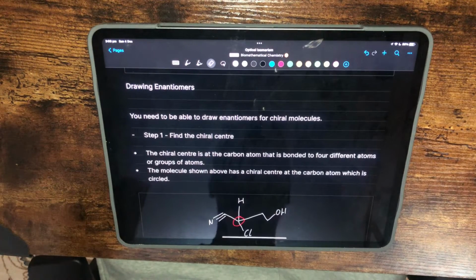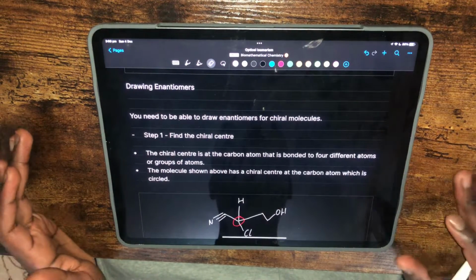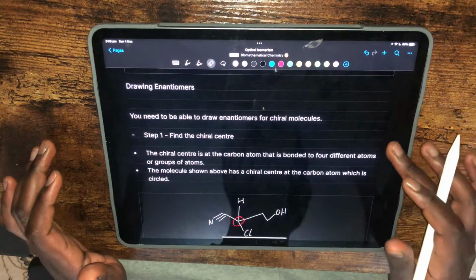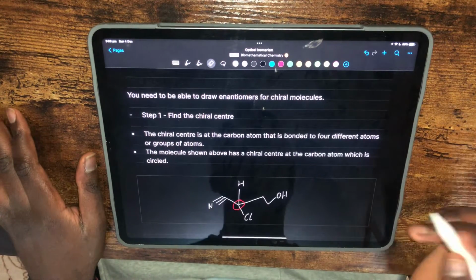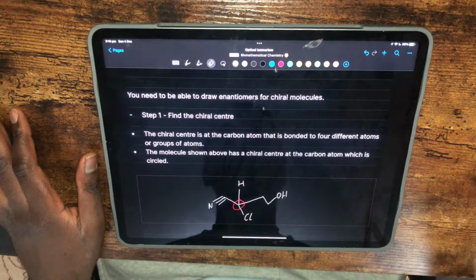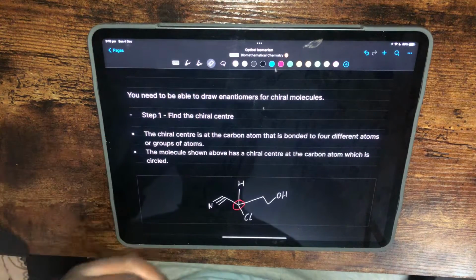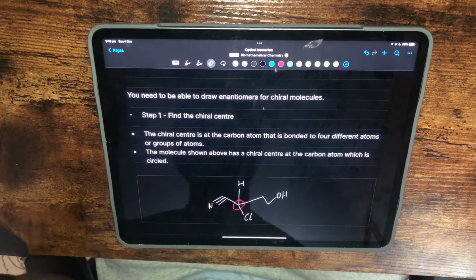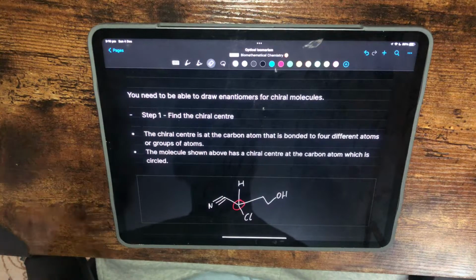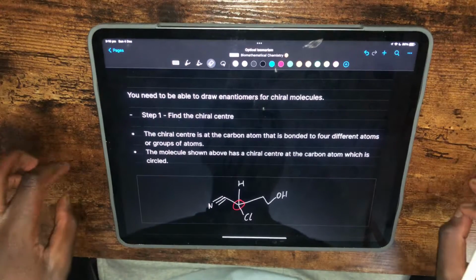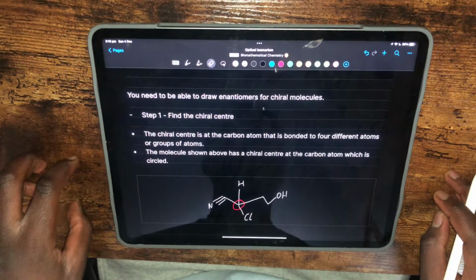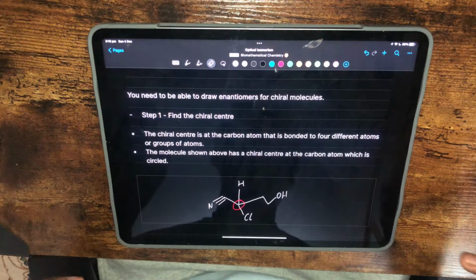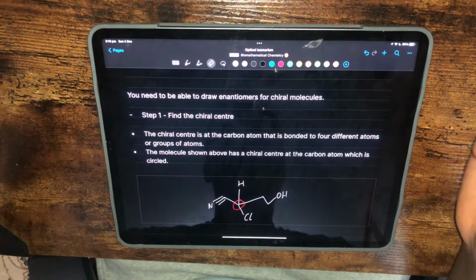You have to be able to draw enantiomers for chiral molecules. So for step one, you get a question where they want you to show, or in fact, what they'll usually tell you is to do a mechanism for a reaction, or they'll just say, what's the product of this reaction with whatever, and you'll find that once you've done that reaction, it'll probably be some sort of nucleophilic addition elimination or something like that, and eventually you might find yourself with a chiral compound, right?